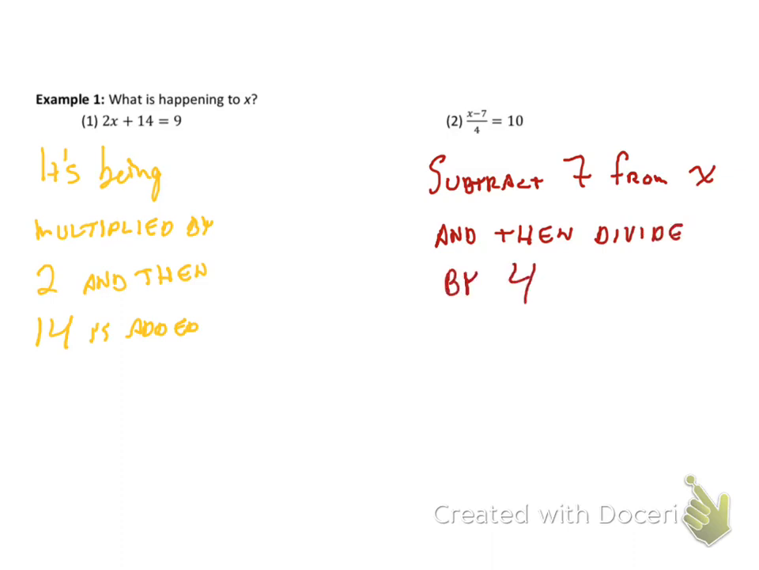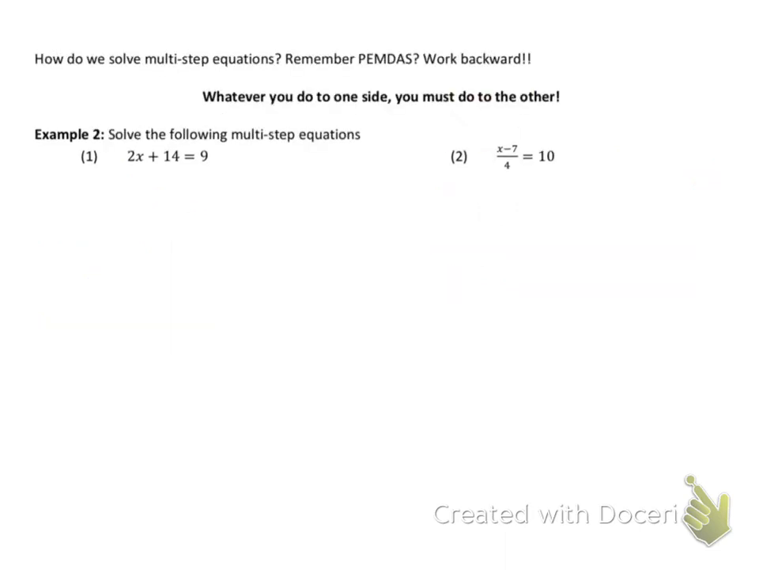So once we identify what's happening to our variable, that's actually going to help us figure out how to get it alone. In order to solve multi-step equations, we need to go backwards through the order of operations. So, and remember this key thing, whatever I do to one side, I have to do to the other. So let's now solve the two equations that we figured out in the first example.